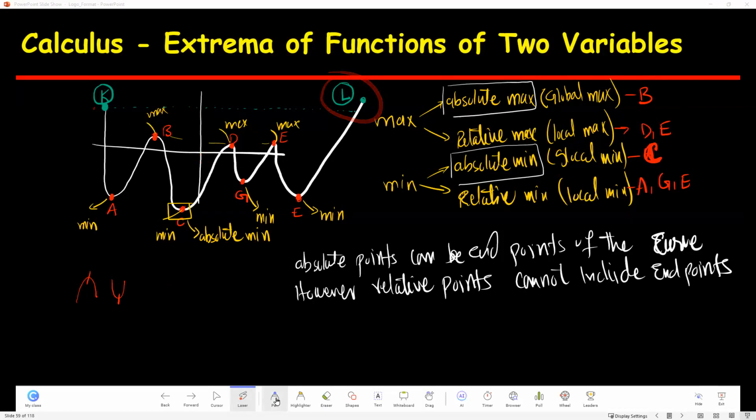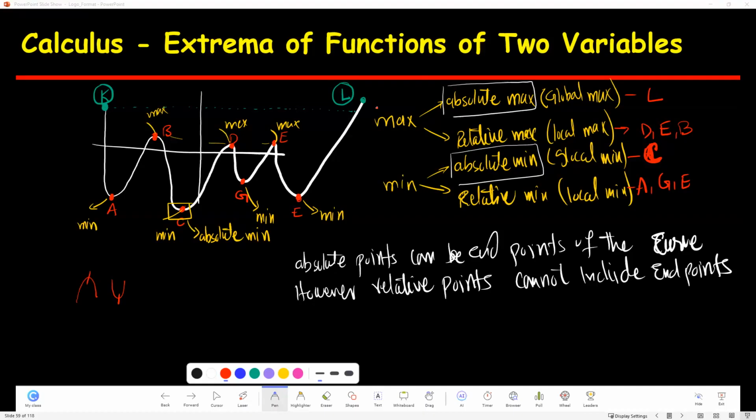So I'm going to erase my maximum point and change it to L. Right? That's my point. Since the L point is changed, then B becomes what? B becomes a local maximum point. So I'm going to include it in here. B becomes a local or relative maximum.